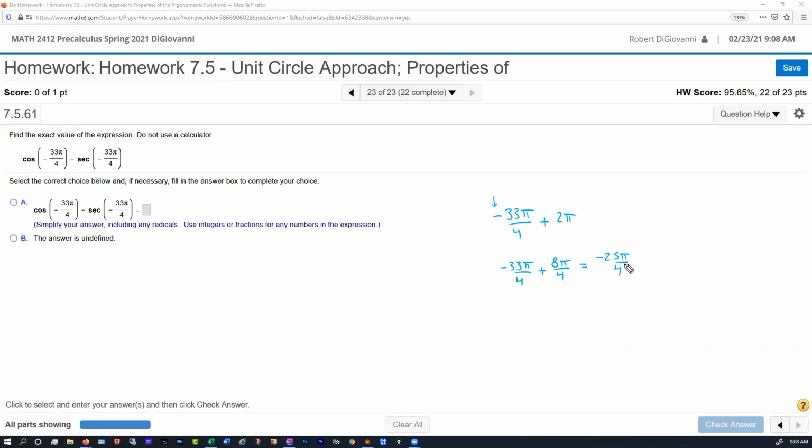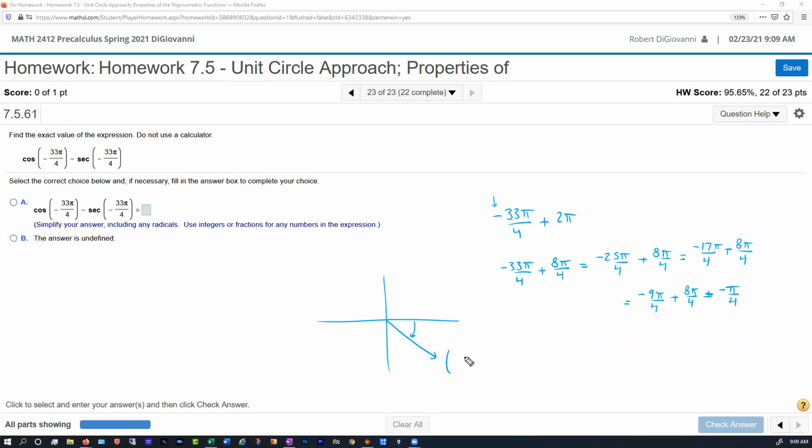Let me add another full revolution to that. And when I do that, let's see, I get negative 17 pi over 4. Let me add another revolution to that. So I get negative 9 pi over 4, and let me add one more full revolution, and that would give me negative pi over 4. Oops, that's an equal sign. So I'm at negative pi over 4, which is negative angle right there. Okay, so that's where I am. Now, remember it's negative, so that's why I went this way.